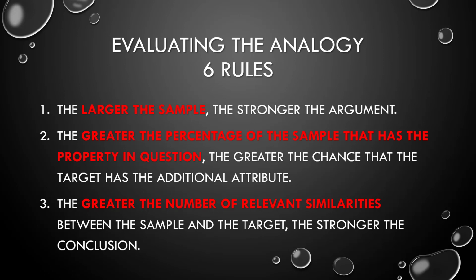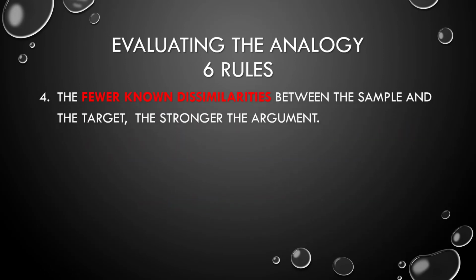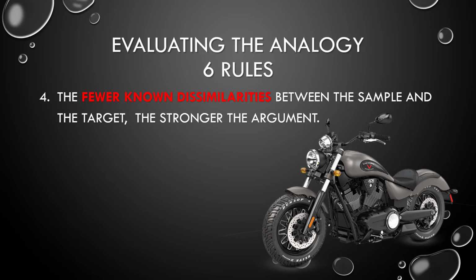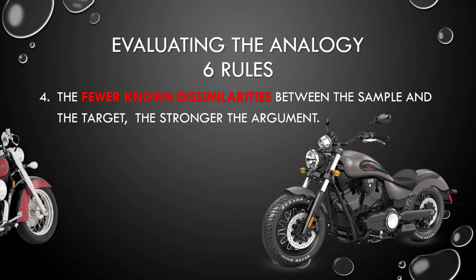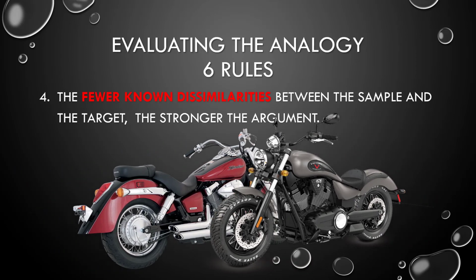So if all of our friends' bikes were the same make as the one we were considering, the analogy gets stronger. If they all purchased the same model, the same engine size, the analogy gets even stronger. The fourth rule: the fewer known dissimilarities between the sample and the target, the stronger the argument. If all our friends bought one model and I'm considering buying a different model, the analogy would get weaker. If theirs were used and mine's going to be new, the analogy gets even weaker.